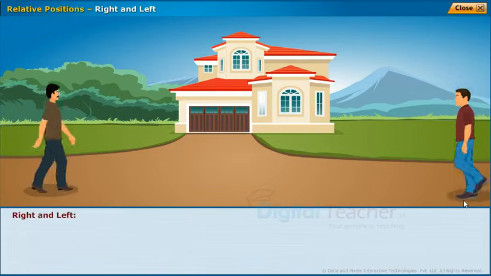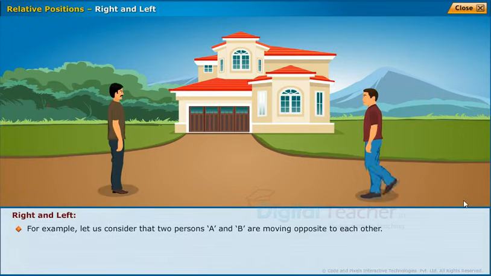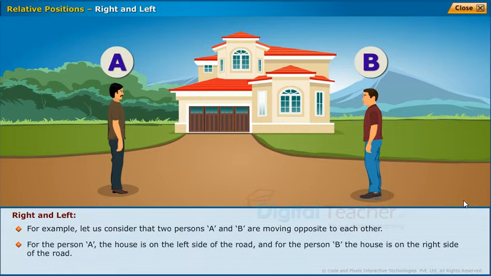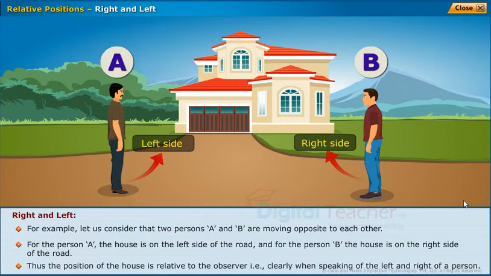Right and left. For example, let us consider that two persons A and B are moving opposite to each other. For the person A, the house is on the left side of the road, and for the person B, the house is on the right side of the road. Thus, the position of the house is relative to the observer, that is clearly seen when speaking of the left and right of a person.